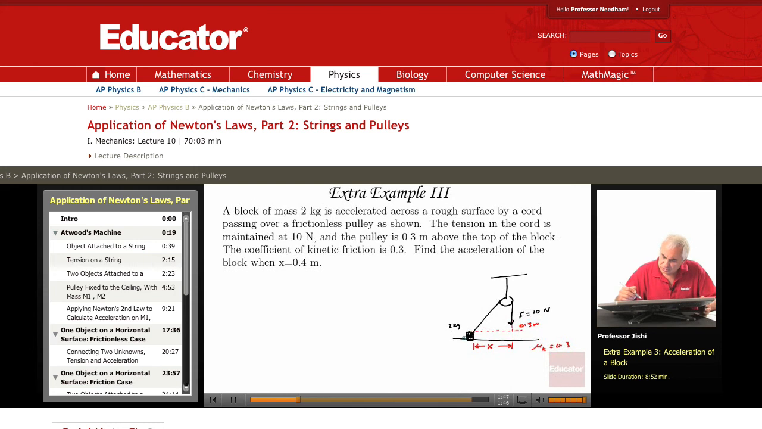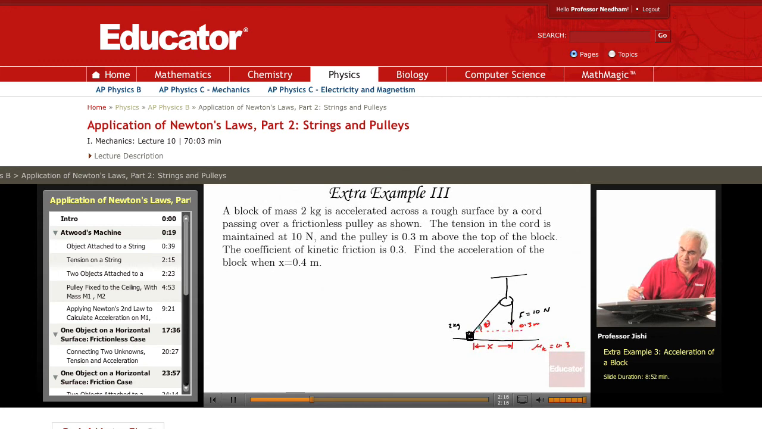So the first thing we want to know is that this pulley, we take it to be very small. So it's like a point. Then we can determine the angle theta here. The information given about 0.4 and 0.3 will allow us to determine theta.